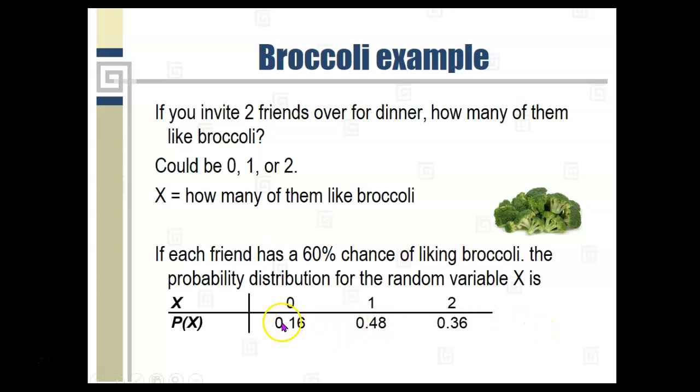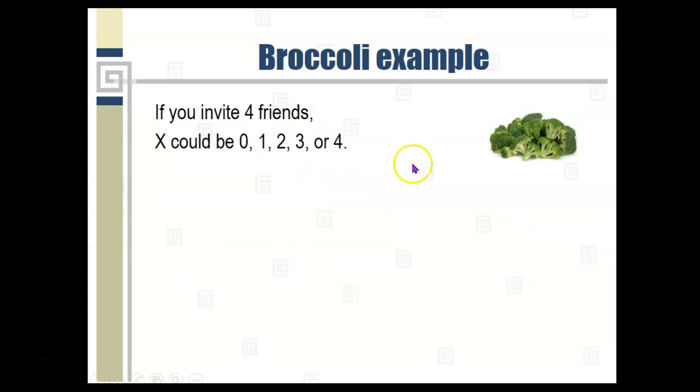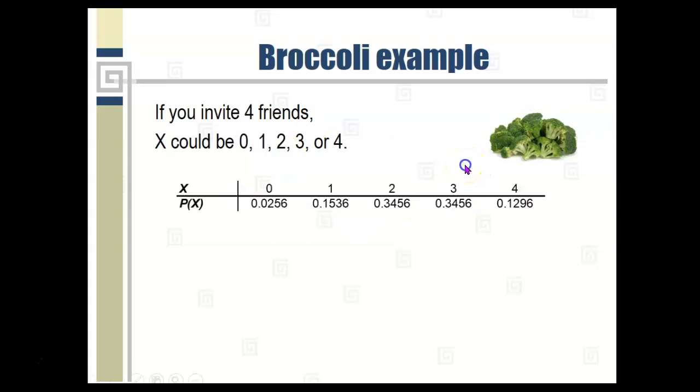But for now, I'm not really focusing on how we get these probabilities. We'll say more about that today. Now, if you invited 4 friends over, then the number of those friends who like broccoli could be 0, could be 1, could be 2, could be 3, or could be 4. So then your probability distribution would look like this. The possible values for that random variable would be 0, 1, 2, 3, or 4. And the probability for each one, well, I've got them listed here.